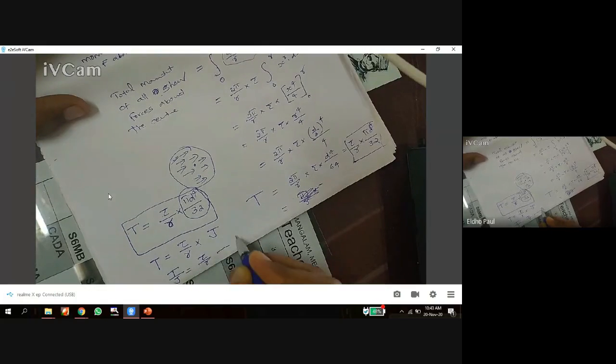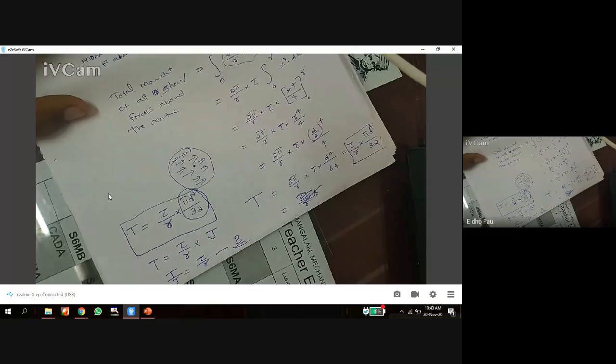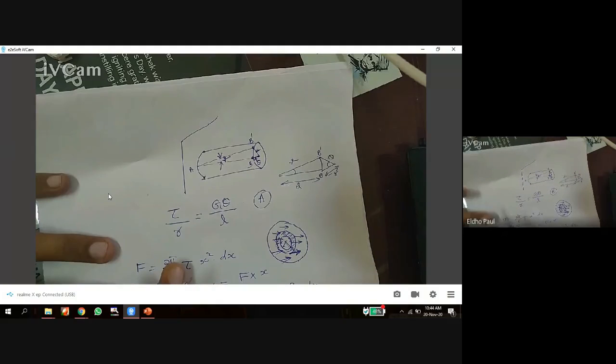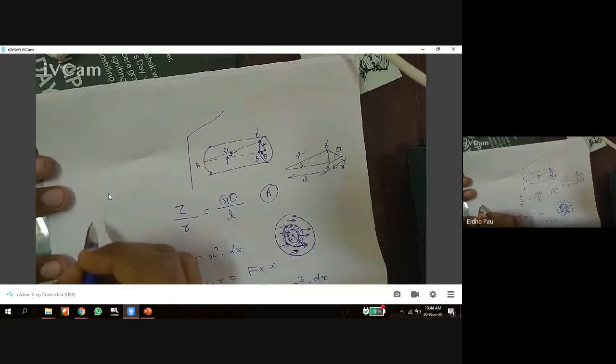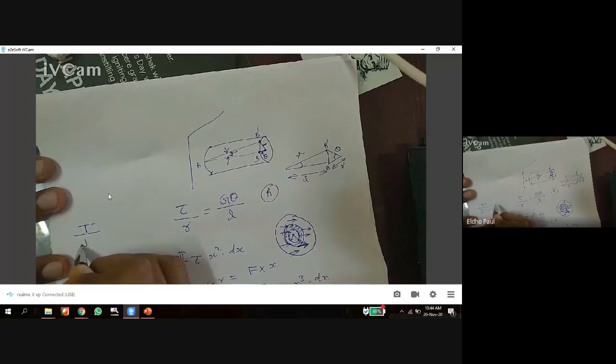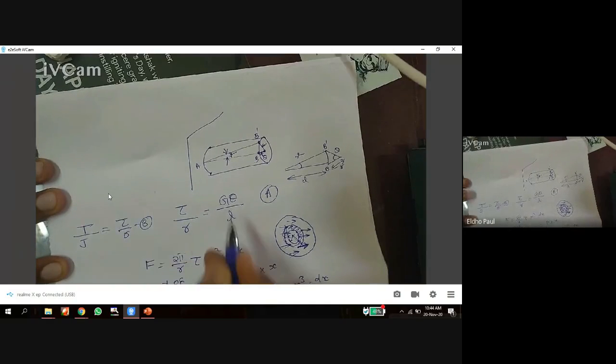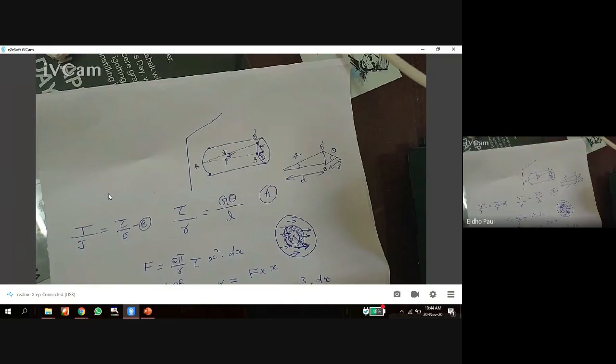This is equation number B: T by J is equal to tau by R. And coming to equation number A, tau by R equal to G theta by L.